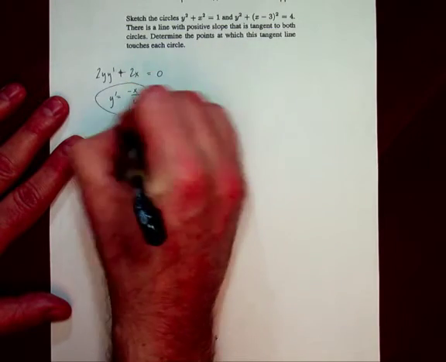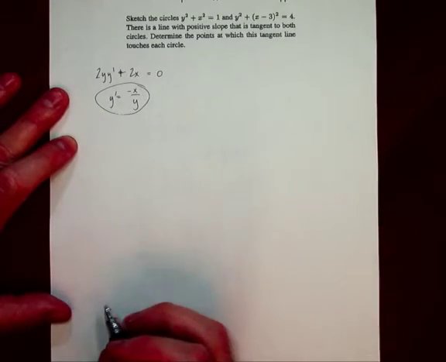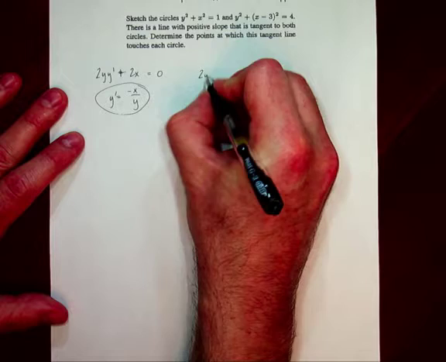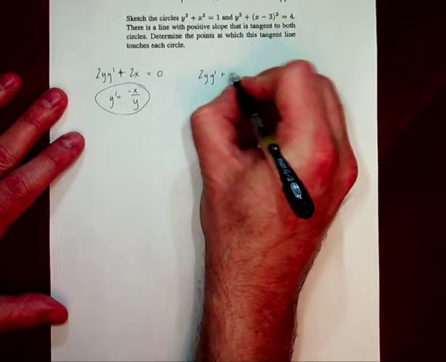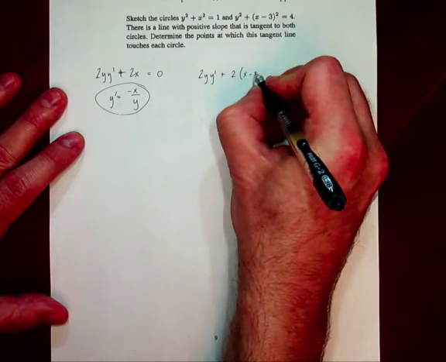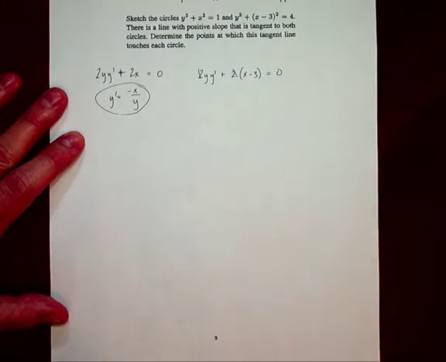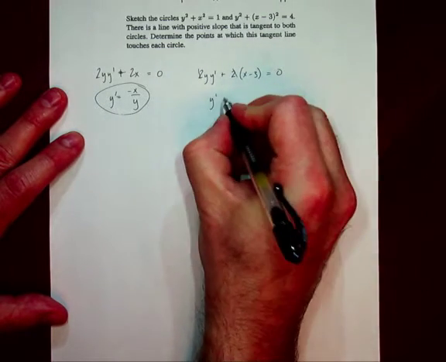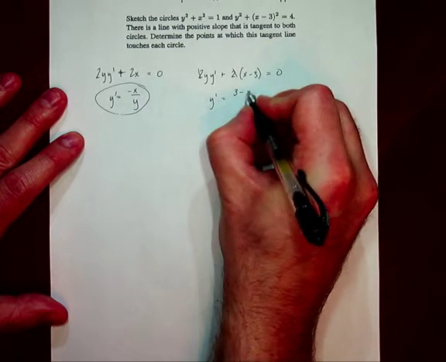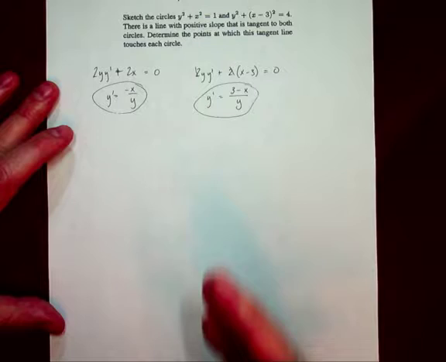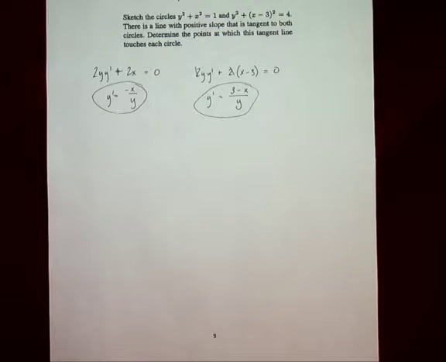So right there is the derivative of that first circle. The derivative of the second one is 2y y prime plus 2(x minus 3) is equal to 0. Of course, the 2's again cross out, and I'm left with y prime is equal to (3 minus x) over y. Instead of making it negative (x minus 3), I just use the negative to flip the difference.